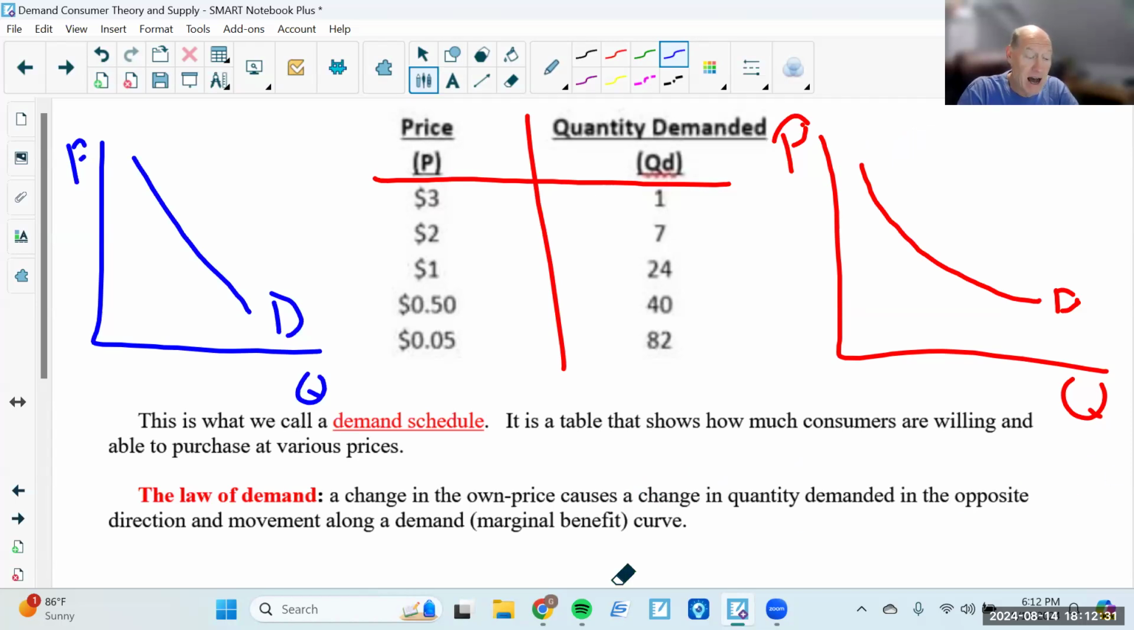But anyways, demand curves are downward sloping. That's called the law. It follows the law of demand. And that makes sense. At a higher price, we're able to buy a lesser quantity. At a lower price, we're able to buy a greater quantity. So that you have that downward sloping demand.